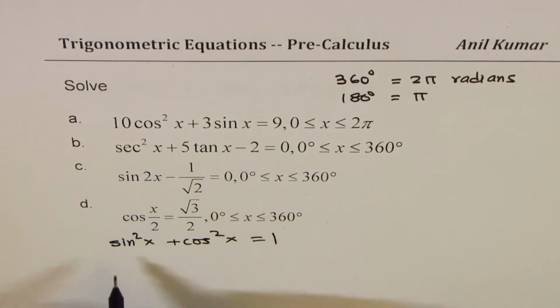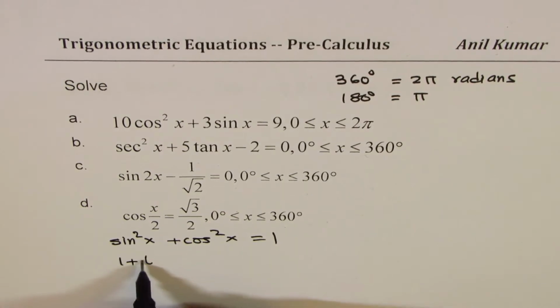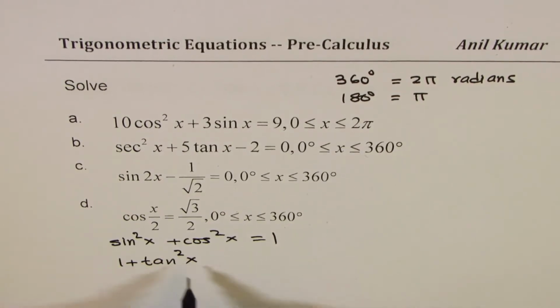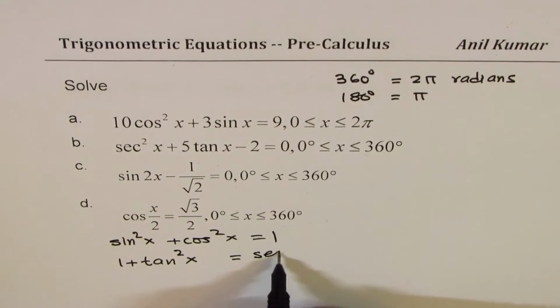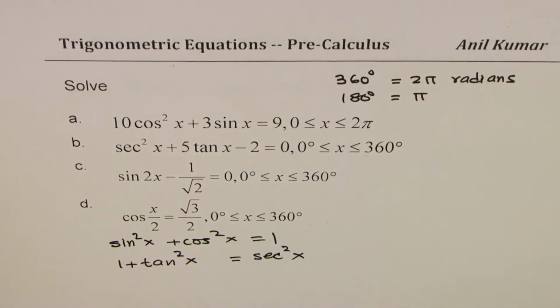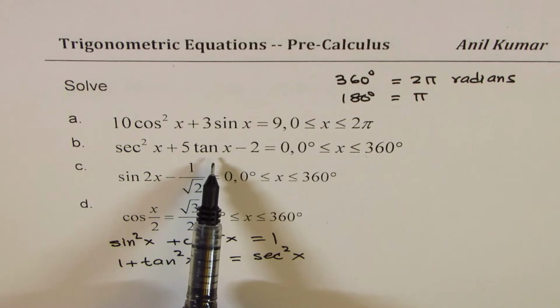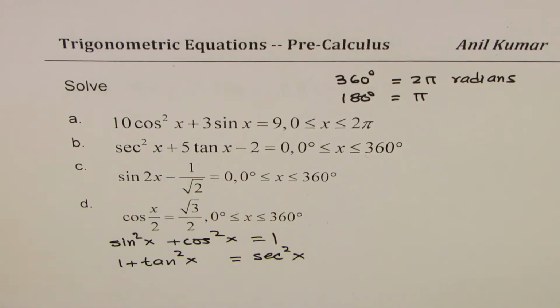But at times we could say 1 plus tan square x is equal to secant square x, right? So that is the identity which we can use. So secant square x will be converted to tan square x. So we get a quadratic equation in tan, and then we'll work it out.